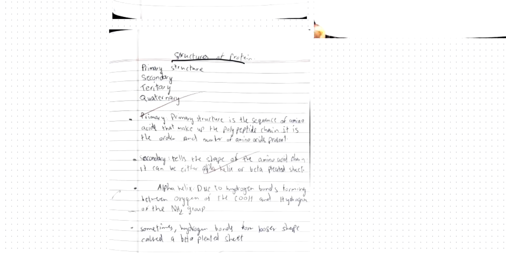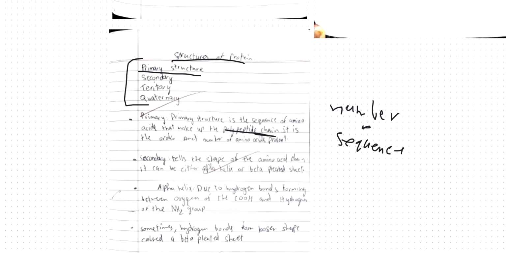Proteins, right, have 4 types of structure. The primary structure, which is the sequence of amino acids that make up the polypeptide chain. So basically, the number plus the sequence of amino acids. That's the primary structure. So it is the order and number of amino acids.